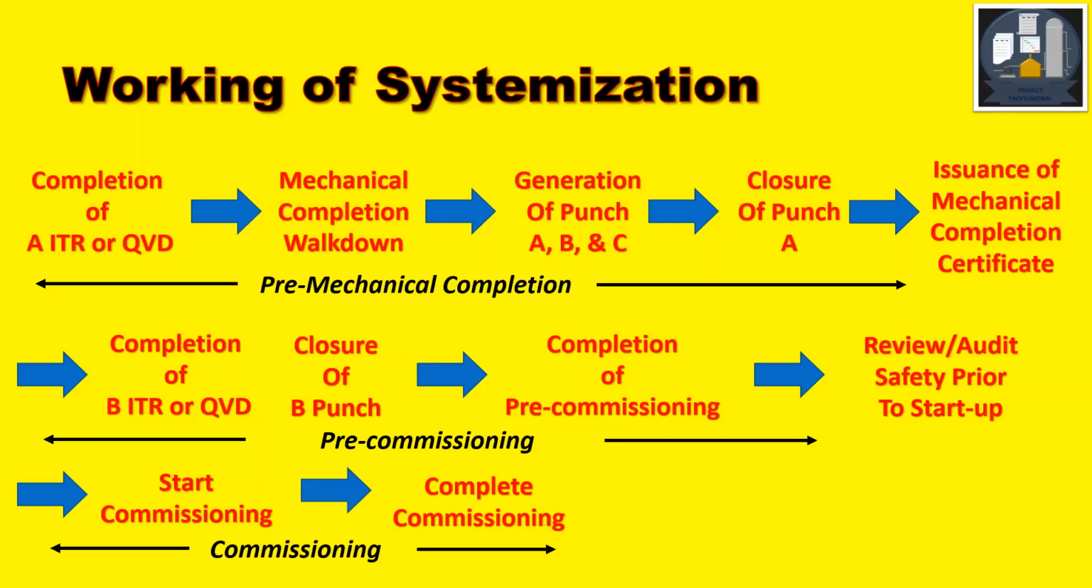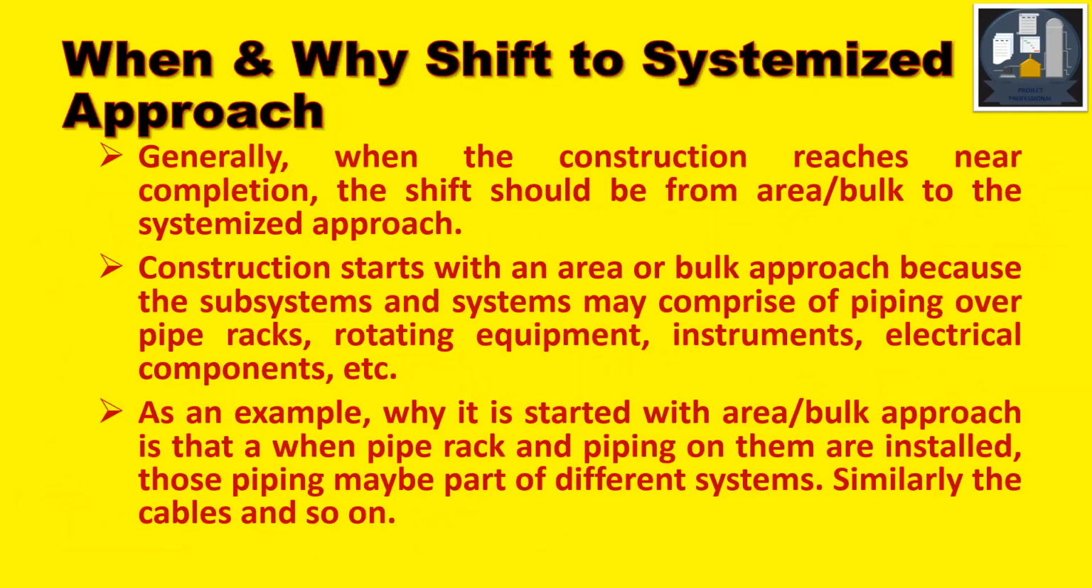There are also punch which have to be closed prior to start of commissioning, and there are some categories which can be closed during the commissioning. After that, we start the commissioning and then complete the commissioning. After commissioning and stability, we do the performance test and all those things, and then we say if it's okay, then we can close.